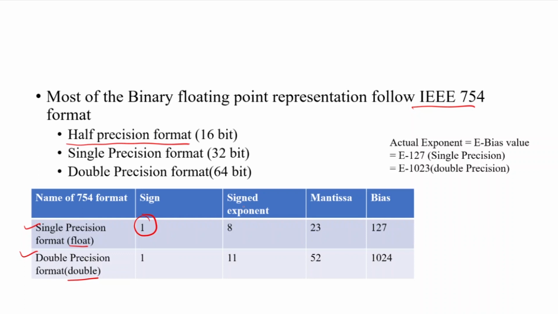How many bits are used to represent the exponent part of a floating point number? Here in the case of a single precision number, 8 bits are used to represent the exponent of a number, and the rest, 23 least significant bits, are used to represent the mantissa.